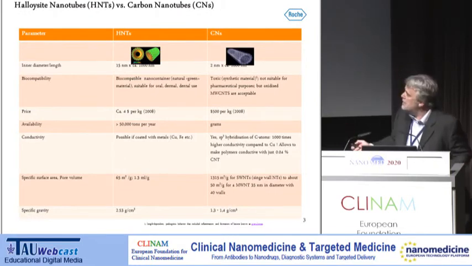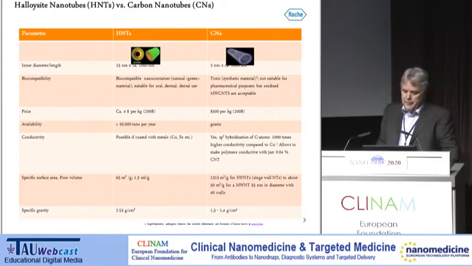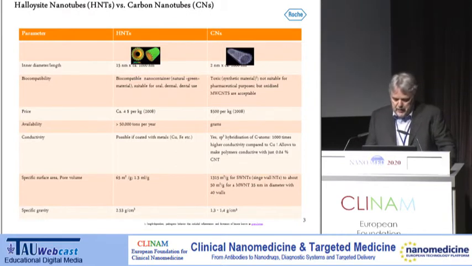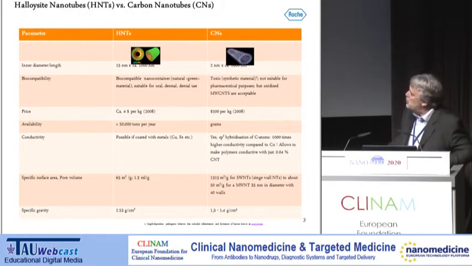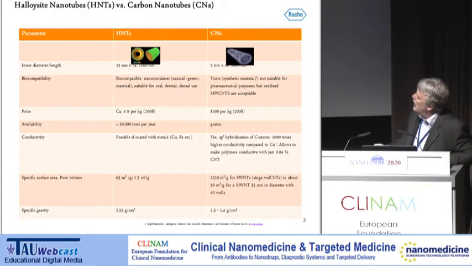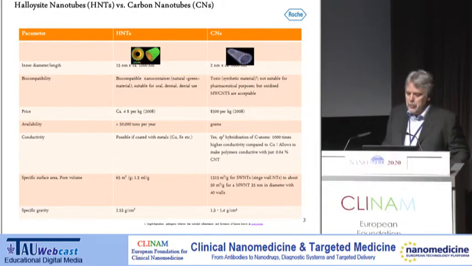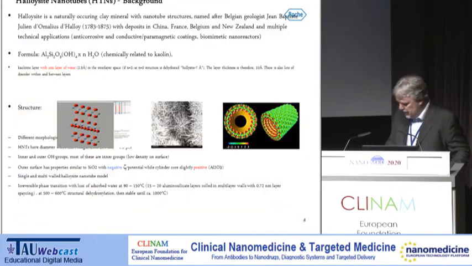The price is extremely different. These clay nanotubes are very cheap. They are generated in mines, whereas carbon nanotubes are much more expensive. The production per year is 50,000 tons for the clay nanotubes and just a few grams for the carbon nanotubes. They have a very special property, the conductivity. You can coat the clay nanotubes, whereas the carbon nanotubes, with their sp2 hybridization, have a high conductivity, even higher than copper, for instance. Also both are characterized by a high specific surface area.